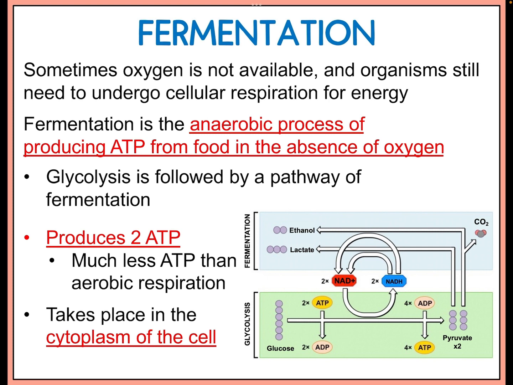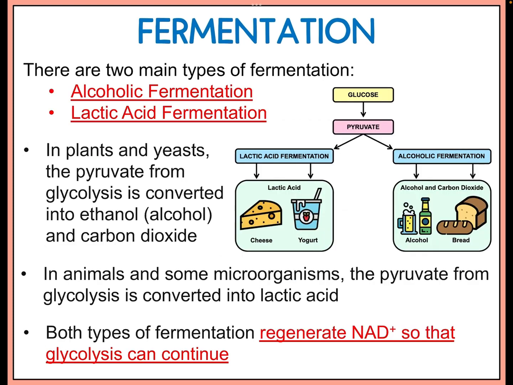This takes place in the cytoplasm of the cell. There are 2 main types of fermentation: alcoholic fermentation and lactic acid fermentation. In plants and yeast, the pyruvate from glycolysis is converted into ethanol, alcohol, and carbon dioxide. In animals and some microorganisms, the pyruvate from glycolysis is converted into lactic acid. Both types of fermentation regenerate NAD so that glycolysis can continue.